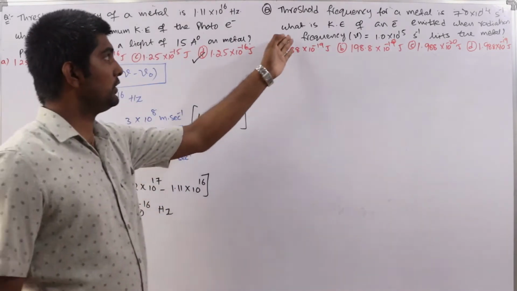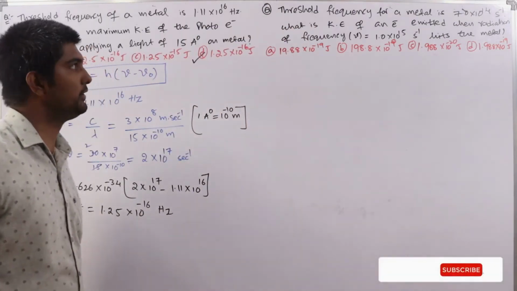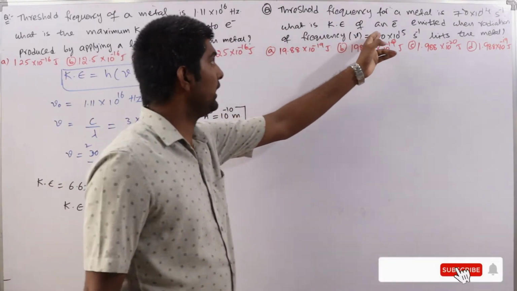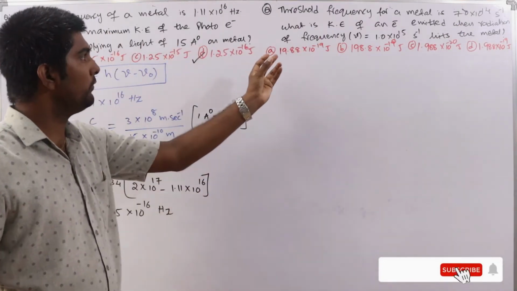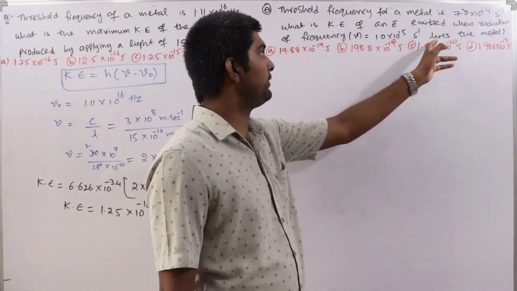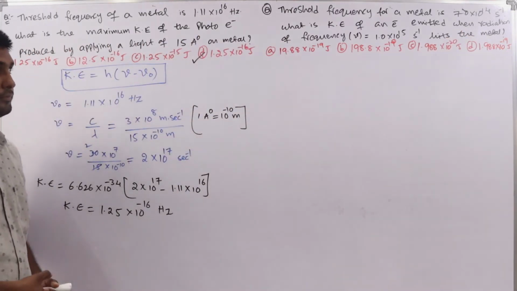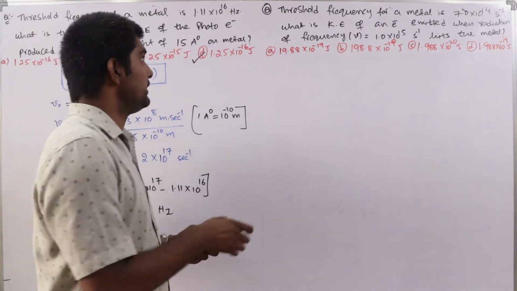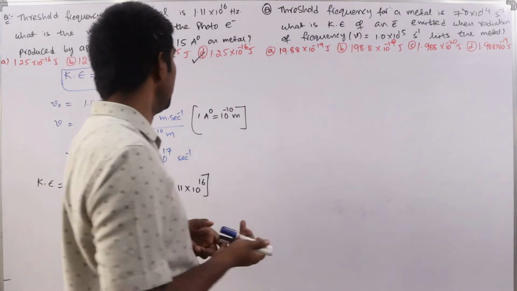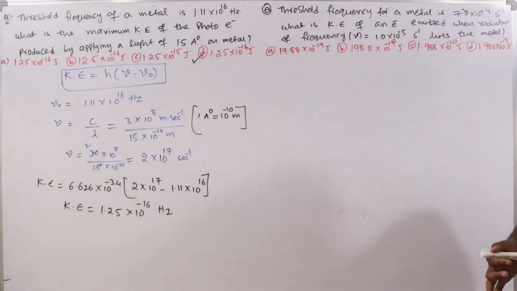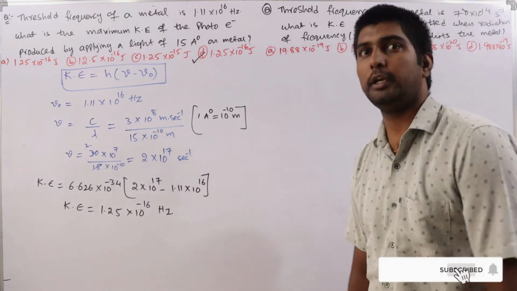See here, threshold frequency of a metal is 7 into 10 power 14 second inverse. What is the kinetic energy of an electron emitted when radiation of frequency 1 into 10 power 15 second inverse hits the metal? So here this is also related to the same formula, but only one difference. That's why I chose these two models. Okay, in both cases they ask you to find out the kinetic energy.